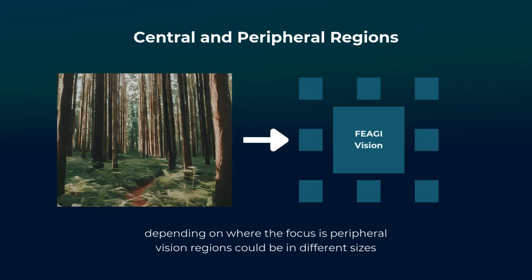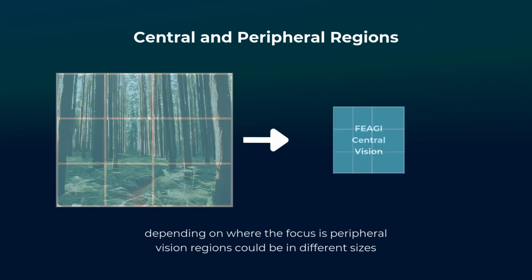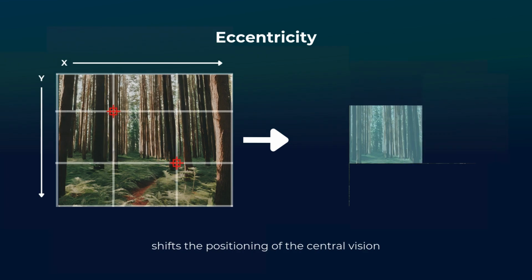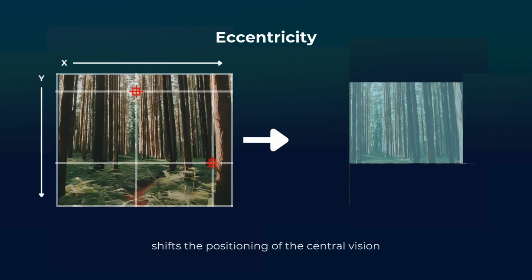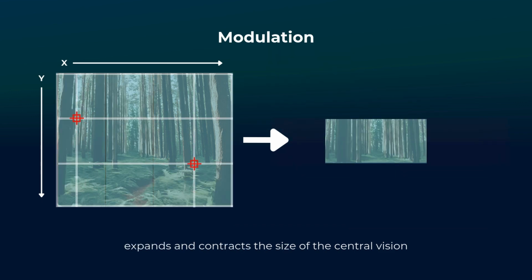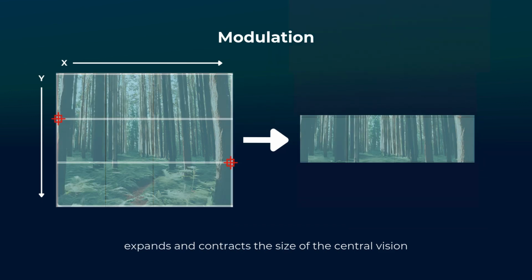The peripheral visions surround the center vision. Depending on where the central focus is, the peripheral regions could be in different sizes, like how in this example, the right peripheral visions are longer than the left. Eccentricity shifts the positioning of the central vision to move the focus. To complete the view, use modulation to expand and contract the size of the central vision.